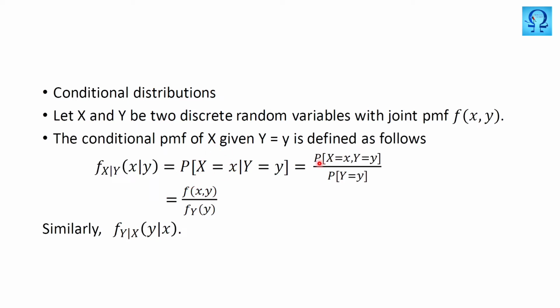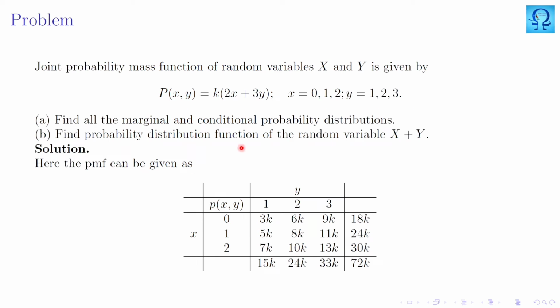This is denoted as the probability of X equals x and Y equals y upon the probability of Y equals y. The numerator part is the joint PMF, and the denominator part is the marginal PMF. In a similar way, you can define the conditional PMF of y given x. We move to some example.